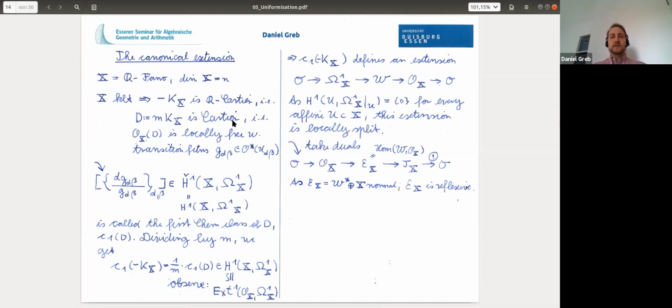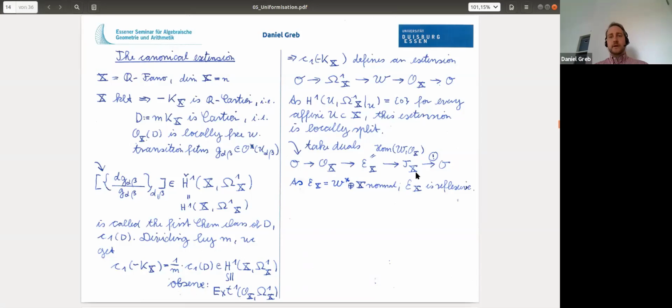And so I take duals. Because my extension is locally split, after dualizing I still get an exact sequence with zeros on both sides. Taking Hom is not exact, but since I'm dealing with a locally split extension, after taking the dual I get another extension, and this time it's an extension of O_X by T_X.